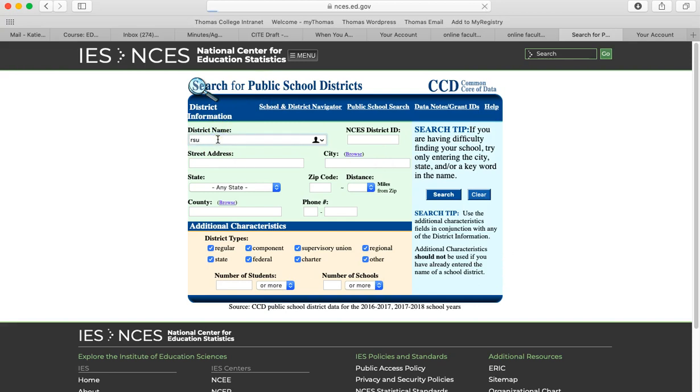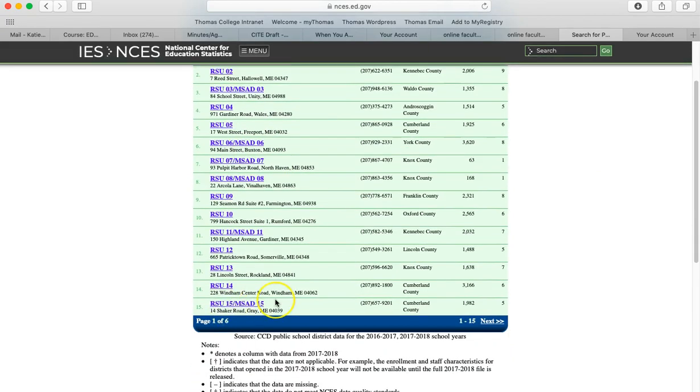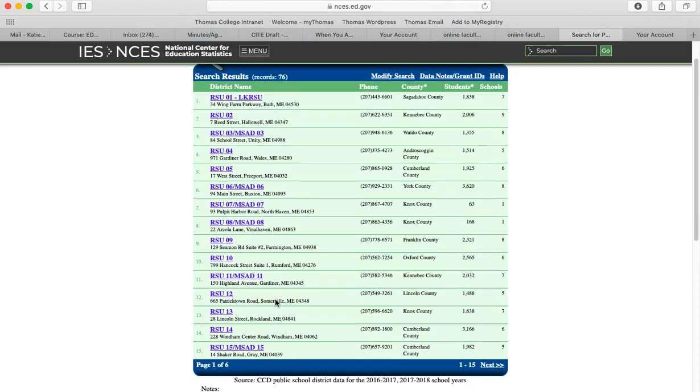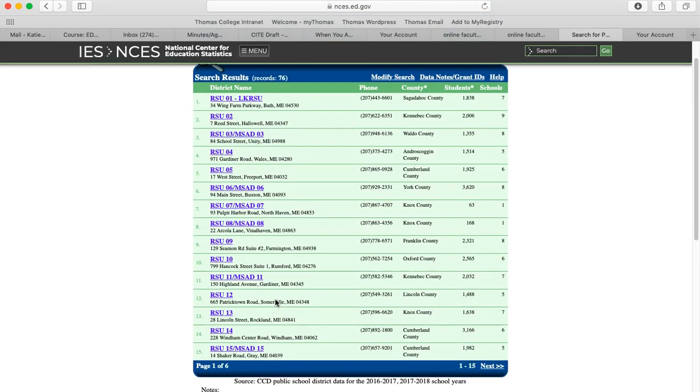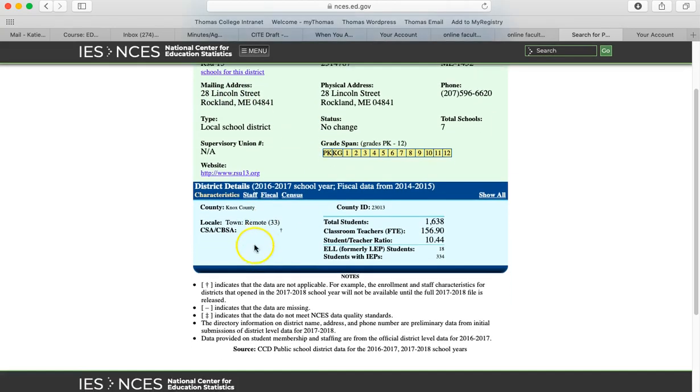So let's type in RSU and see what happens. So notice now that we have lots of different RSUs to choose from, and we might say, you know what, I want to know about Knox County, RSU 13. So if I look that up, it'll give me an idea of where the central mailing address is. And it'll give me a locale that it's considered a remote town, the total amount of students, the total amount of salaried teachers, and the student-to-teacher ratio.